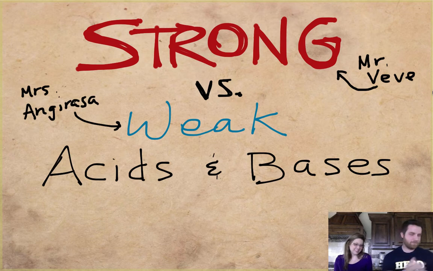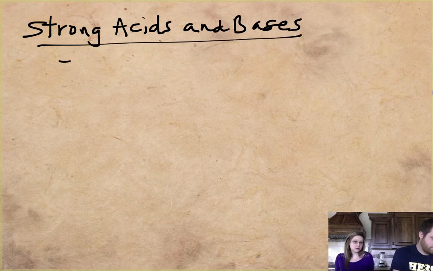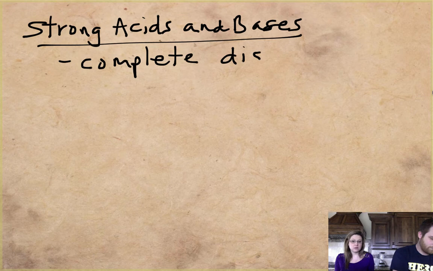Whatever. It's okay. All right, let's talk about the difference between strong and weak acids and bases. Because we're talking about acids and bases, we're talking about dissociation, or separation into ions. Strong acids and bases completely dissociate, so 100% separate into ions. Weak, incomplete dissociation into ions, so less than 100%. And Mr. Rev is taking forever to write.